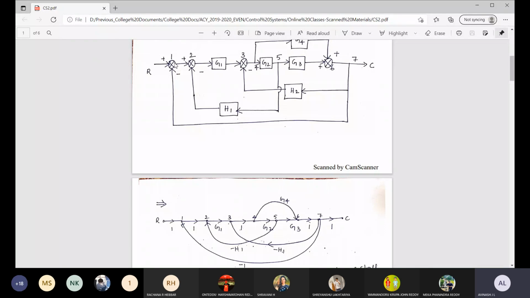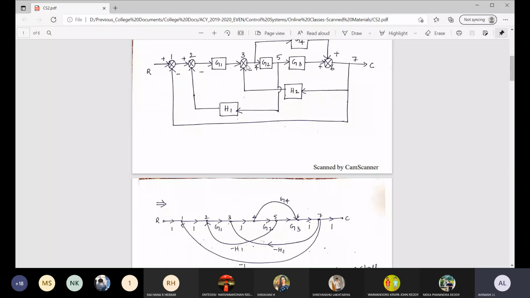So once you make it, you see that between R and 1, what are the things which are there? There is nothing there. That means if nothing is there, only a line is there, that value is 1. That is why we have written 1 here. Similarly, between 1 and 2, nothing is there. Only the connection is there. That means the gain value is 1. So now between 2 and 3, what is there? G1 is present. We need to consider G1. That particular G1 will be the branch value we have taken. Clear?